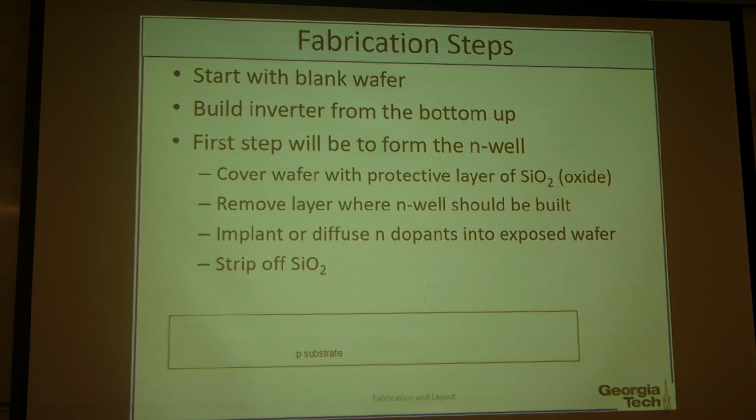So let me begin with the very beginning. We start with the silicon blank wafer, like here. And we build the inverter from the bottom to the top side, so we call it a bottom-up process. First, we make an N-well junction.